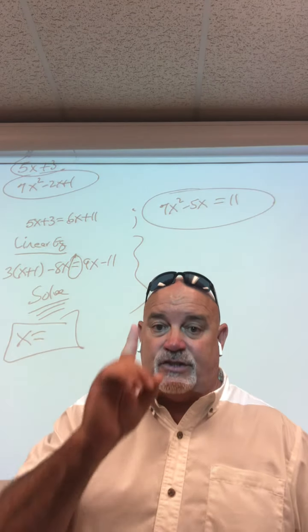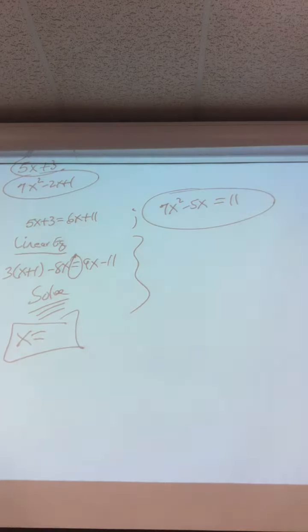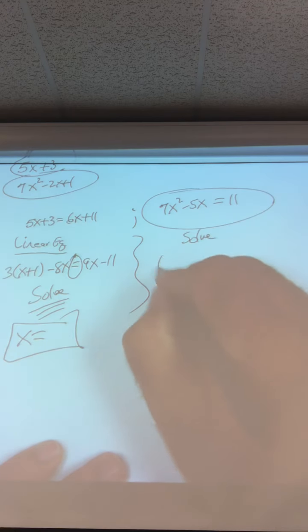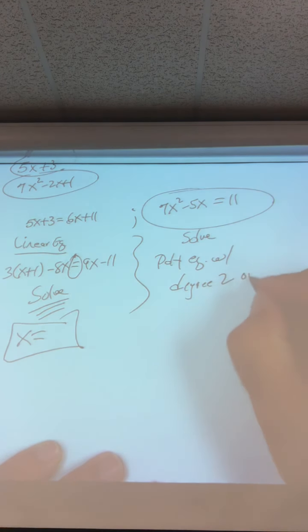Polynomial equations, degree 1. Well, what we want to do now is we want to talk about how to solve polynomial equations with degree 2 or higher.